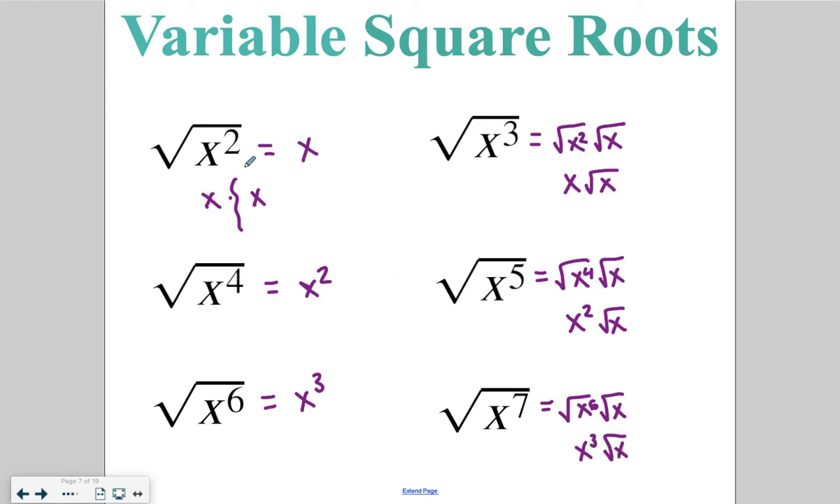So when it's an even number, you can just divide that exponent by 2 to get the square root. If it's an odd number, you have to pull out an x, and then you can take the square root. An odd variable exponent is always going to have the square root as part of its answer.